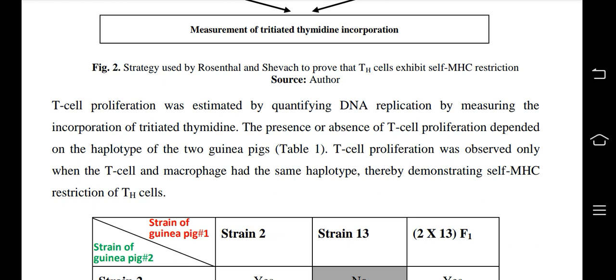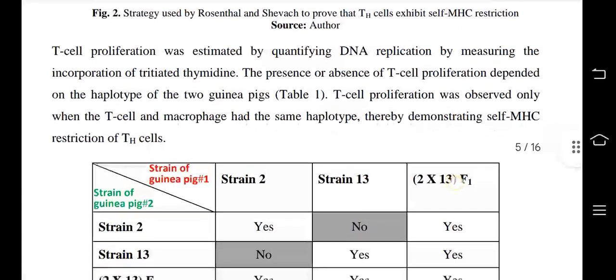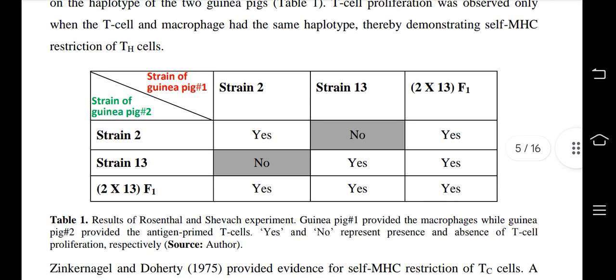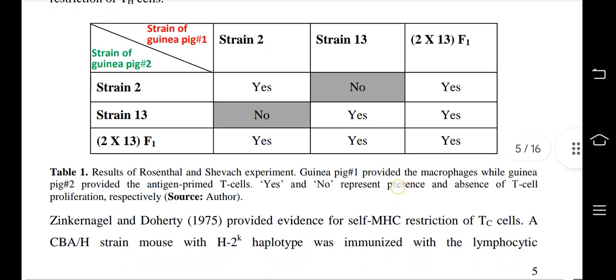T cell proliferation was estimated by quantifying DNA replication, by measuring the incorporation of tritiated thymidine. The presence or absence of T cell proliferation depended on the haplotype of the two guinea pigs. T cell proliferation was observed only when the T cell and macrophage had the same haplotype, thereby demonstrating self-MHC restriction of Th cells. These are the strains of guinea pig, strain 2, strain 13, like that.